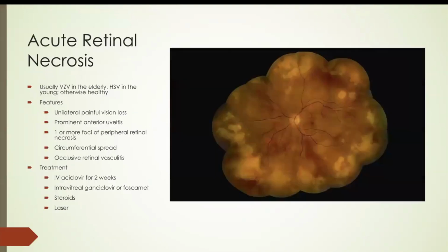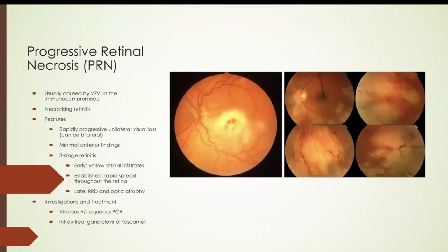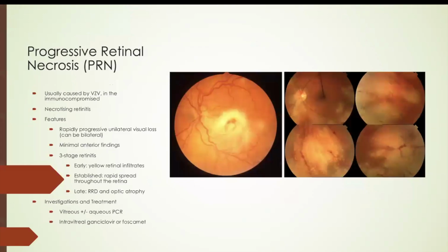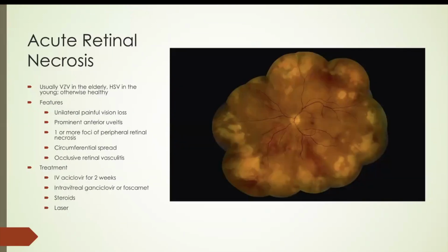And so with ARN, in terms of comparing the two, they look very similar at the back of the eye. You're getting these areas of retinal necrosis, hemorrhaging, potentially a retinal detachment. The difference is ARN is typically a patient who's otherwise healthy. And you also get quite a prominent anterior uveitis, and that's part of the diagnostic criteria for ARN as well. So while it's usually VZV in the elderly, it tends to be more herpes simplex that's causing something like this in the young. And again, that main differentiating factor between ARN and PRN is that in ARN, it tends to be a healthy patient and you have quite a prominent anterior inflammatory response as well.